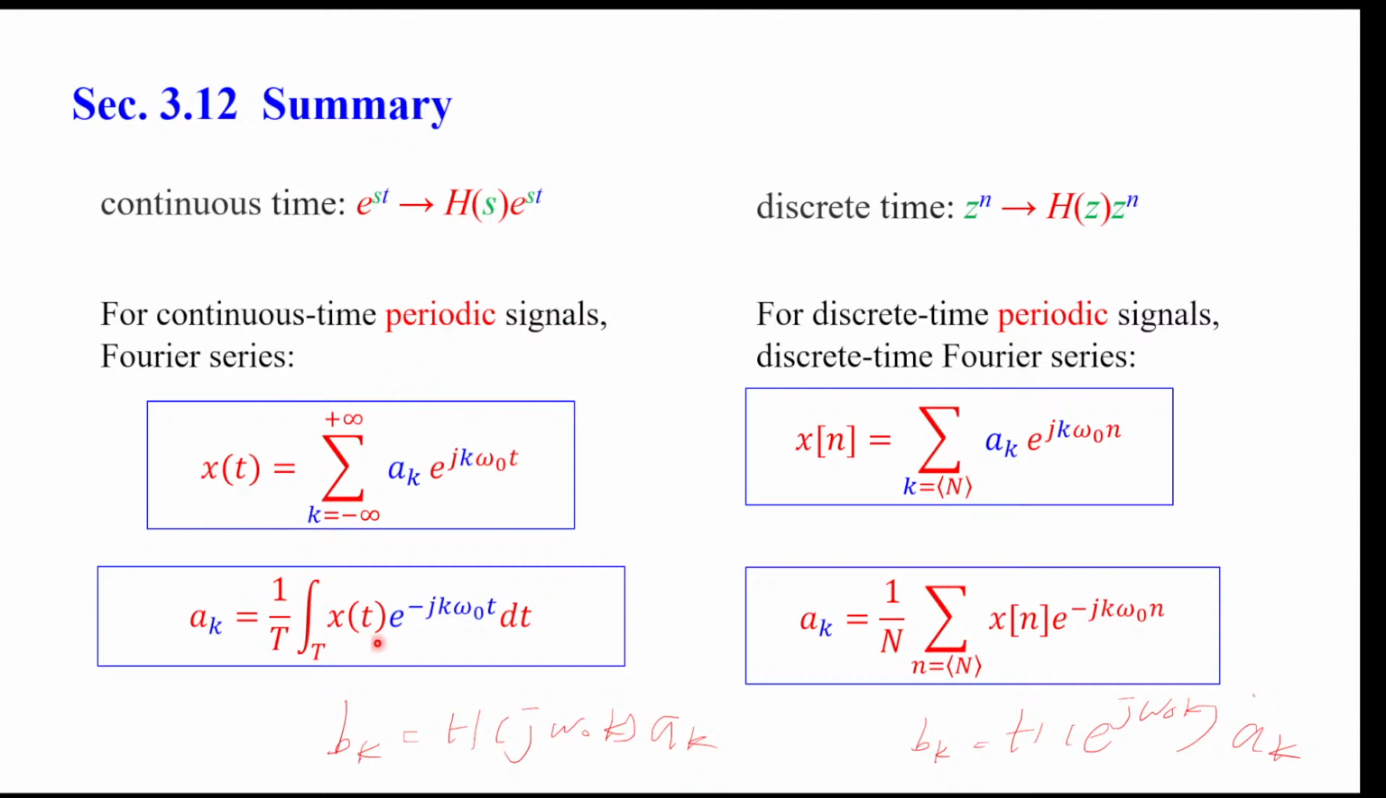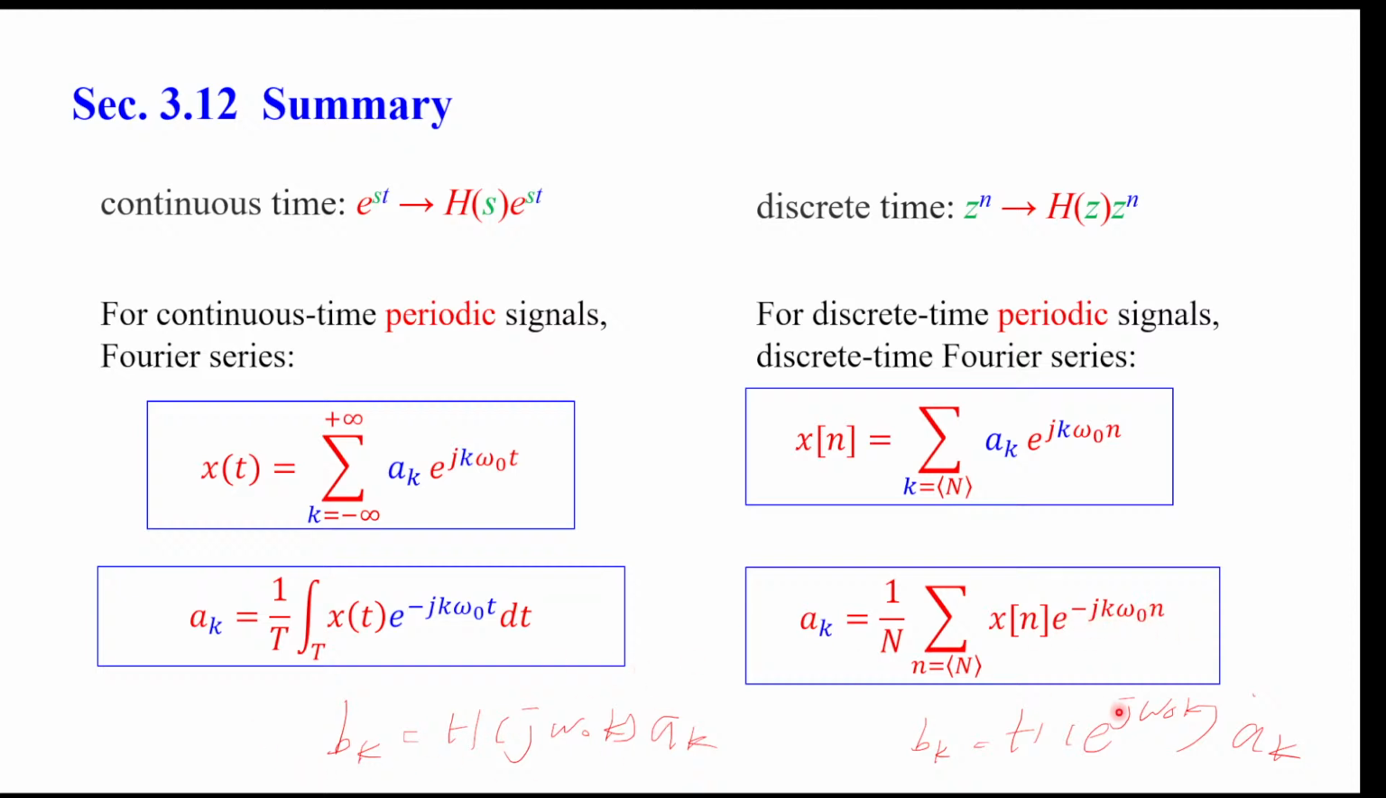For periodic signals, in continuous time we have x of t equal to the summation over k of ak e to the jk omega naught t. The discrete case is similar, but your ak is over one period of big N. You can calculate ak for the continuous case with this analysis equation: 1 over T, integration over one period of x of t e to the minus jk omega naught t dt. For the discrete case, ak equals 1 over N, the summation over one period of x of n e to the minus jk omega naught n.